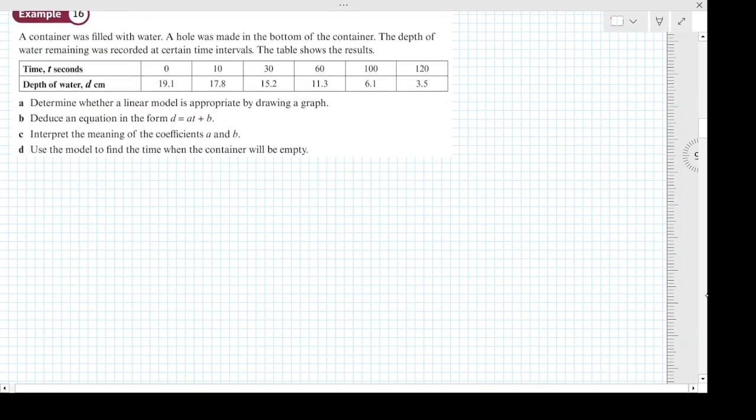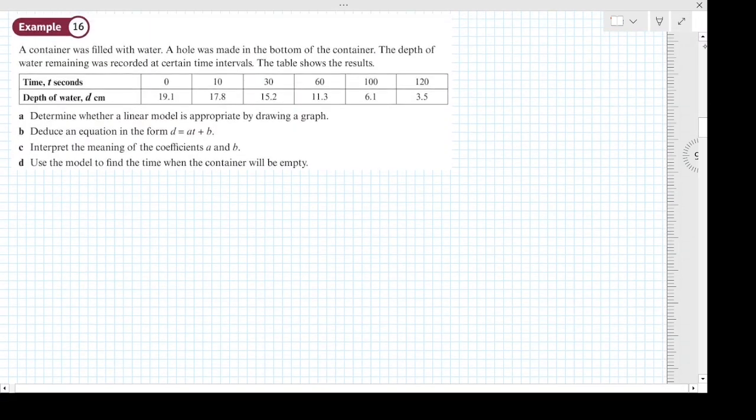Example 16 then. So we're told a container was filled with water. A hole is made in the bottom of the container. The depth of water remaining was recorded at certain time intervals, and the table shows these results. First of all, it says determine whether a linear model is appropriate by drawing a graph. So a linear model meaning, is it a straight line? Is it an equation we can write down in this form? So we need to consider a straight line. Well, we don't have anything apart from these data, so it's asked us to draw a graph. Well, what graph? The graph of these points.